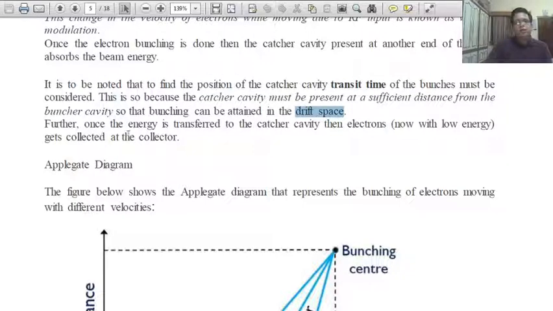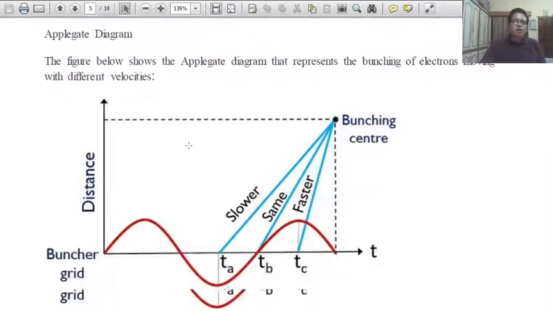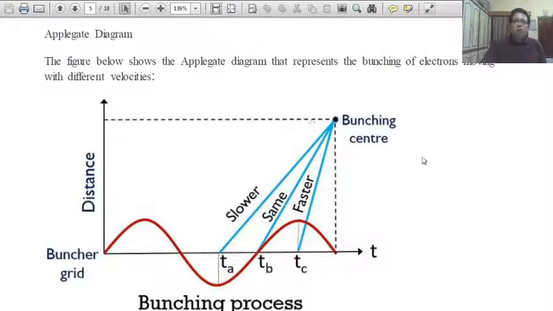Further, once the energy is transferred to the Klystron cavity, the electrons, now with low energy, get collected at the collector. It's a very important point. Now the whole process is shown by a diagram known as the Applegate diagram.